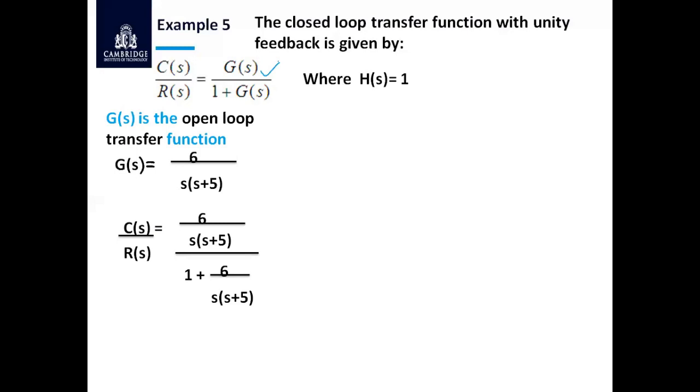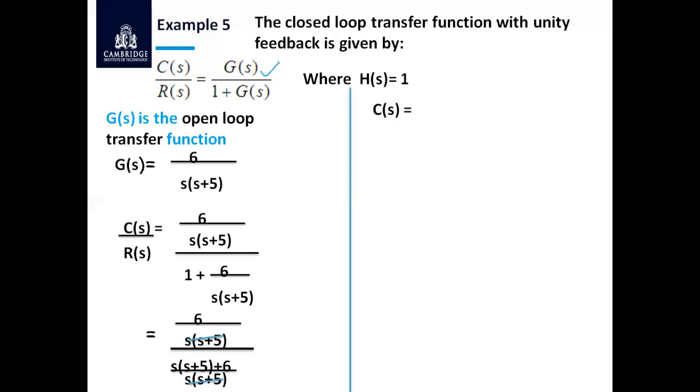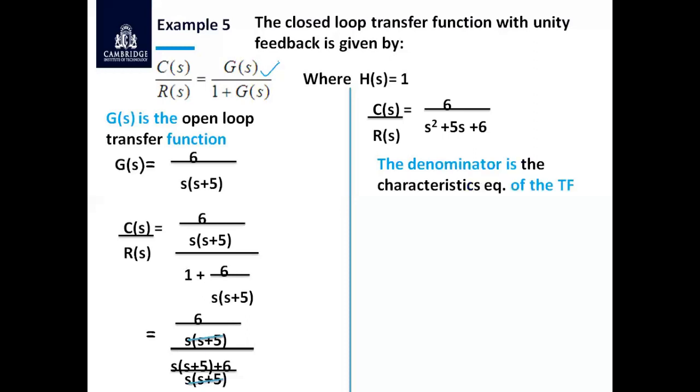Once after substituting for G of s, for the simplification, we can obtain 6 divided by s into s plus 5, the whole divided by s into s plus 5 plus 6, the whole divided by s into s plus 5. S into s plus 5 and s into s plus 5 will get cancelled out. So for the simplification, C of s by R of s will be equal to 6 divided by s square plus 5s plus 6. So now the denominator, the characteristic equation, we have to equate it to 0.